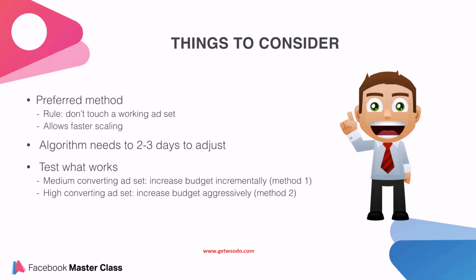If you have sufficient cash flow to scale really aggressively to, let's say, $2,000 daily budget, and then also having the inner calmness to wait for 2 to 3 days in case you notice a sudden ROI drop. So method number 2, it's our preferred method because again, don't touch a working ad set. If you have an ad set and you want to scale fast and effectively, then this is the route to go.